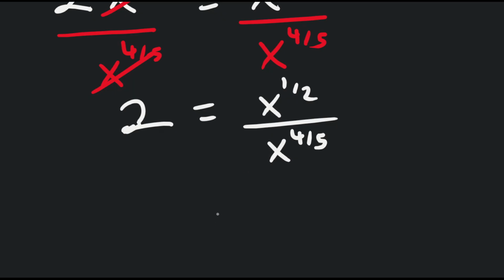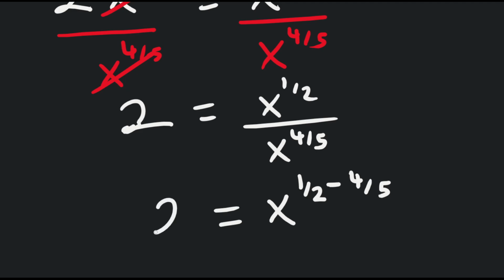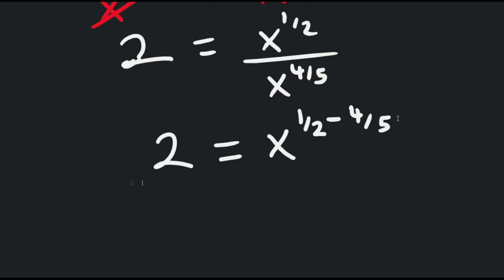This is dividing exponents with the same bases. When you divide two numbers with exponents and they have the same base, here x and x, the result equals the difference between their exponents. So this is x to the power of 1/2 minus 4/5, and that equals 2. Great. And then we can go ahead and evaluate this.